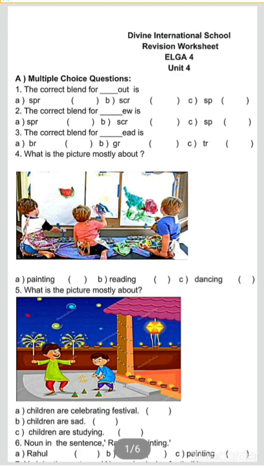What is the picture mostly about? Here a picture is given. Three children are doing something in the picture. So you have to look at the picture and think what is happening in the picture, or what you understand by looking at it. The picture is mostly about painting, reading or dancing. By looking at the picture, I can see that this picture is about painting. So we will tick on painting.